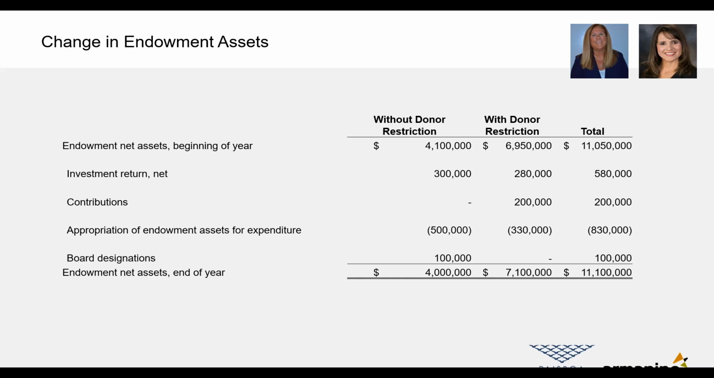Also, one of the other small nuance changes to this FASB change is your investment returns. You no longer have to break those out. You can net your investment returns with your direct cost of investments. So any fees associated with your investments, you can net it with your returns here.